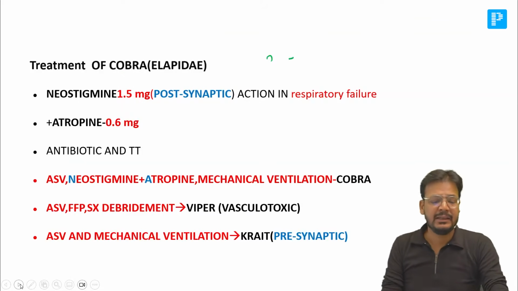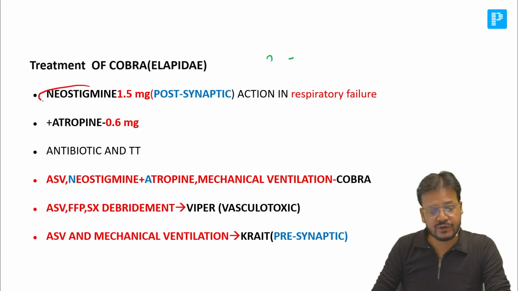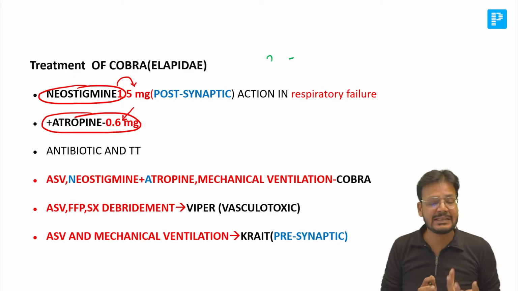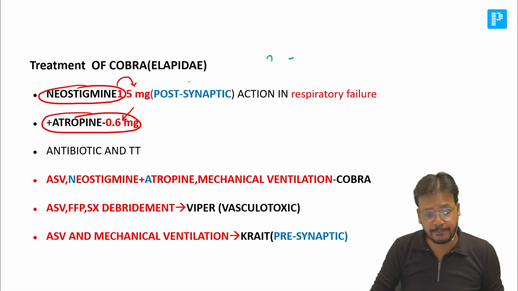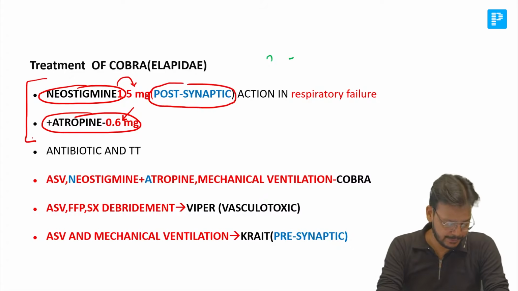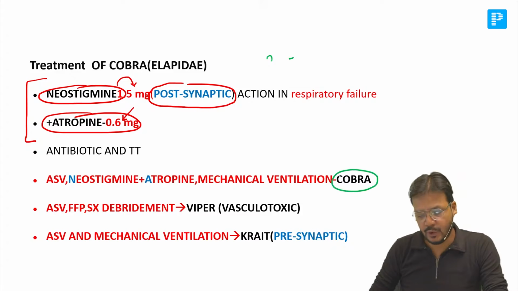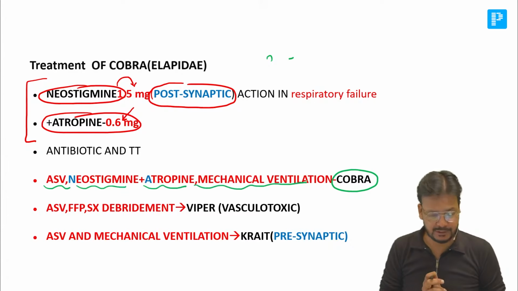Now, sir, this is the treatment. In cobra bite, we give neostigmine along with atropine. The dose is neostigmine 1.5 milligram and atropine 0.6 milligram, because neostigmine and the action of the cobra venom both are post-synaptic. That is the reason we give neostigmine. That's very important. Now, sir, what do we do in cobra bite, beta? In cobra bite, as I told you, we give ASV, anti-snake venom, by IV route, neostigmine, atropine, and mechanical ventilation.